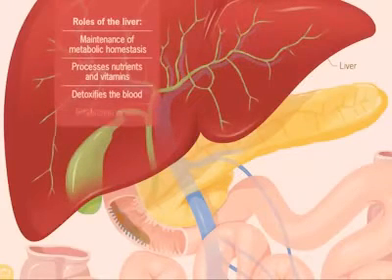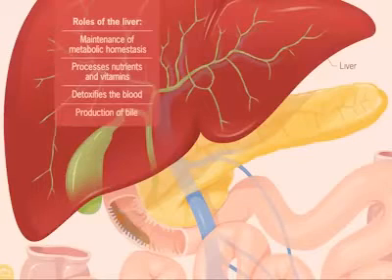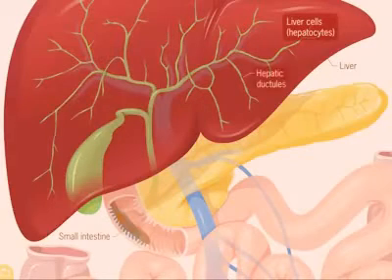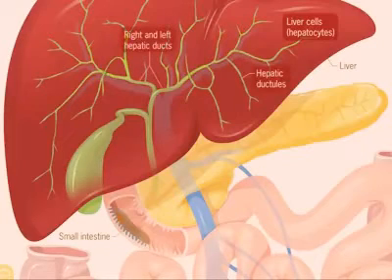Another role of the liver is the production of bile, which is a liquid that contains bile salts and other substances. Bile salts emulsify fat within the small intestine. Liver cells, known as hepatocytes, secrete the constituents of bile into tiny bile canaliculi, which flow into larger hepatic ductules that eventually combine to form the right and left hepatic ducts.